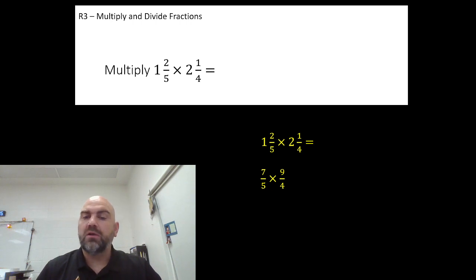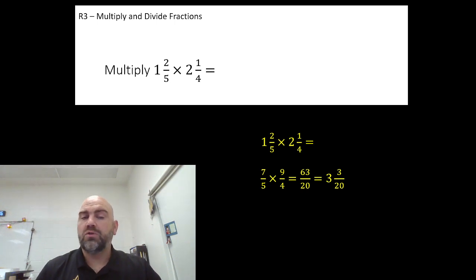So at this point, we can now multiply these two together. 7 times 9 is 63, and 5 times 4 is 20. If you want to, you can change it back into a mixed number, and we're going to get our answer of 3 and 3/20. Now, that is what I'm going to call the straightforward and simple way, the one that we can always use and always works really, really well.